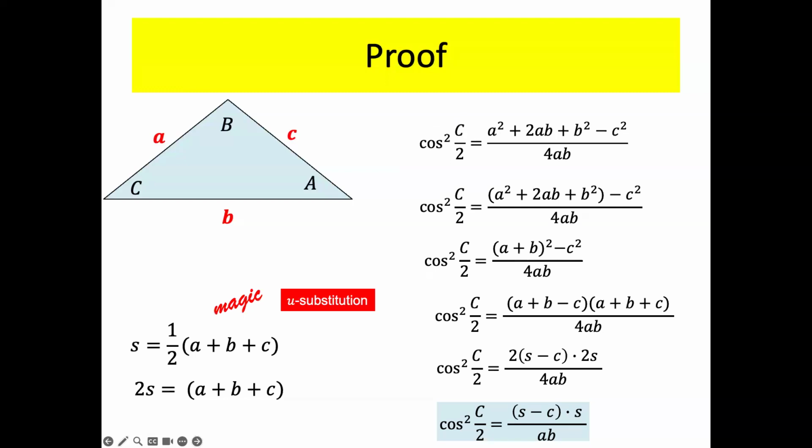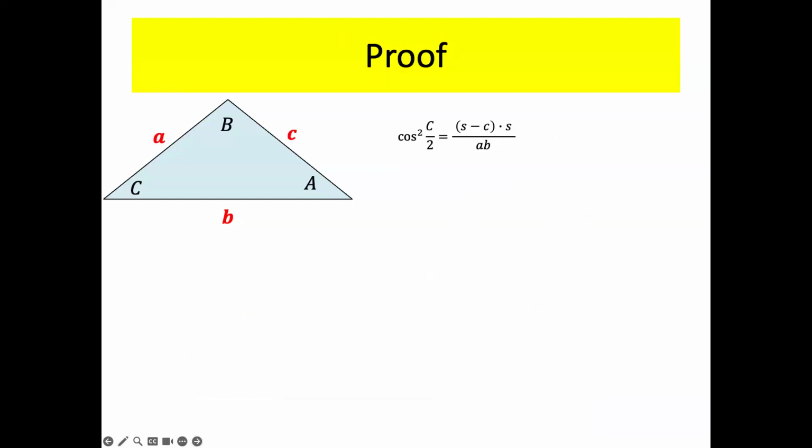Where'd my 2 go? Dang. Oh, no. I'm right, you're wrong. I'm right, you're wrong. There's 2 of them. Thank you, Presley. 2 times 2 is 4. Oh, I almost thought there was a mistake there. All right. Thank you, Presley.